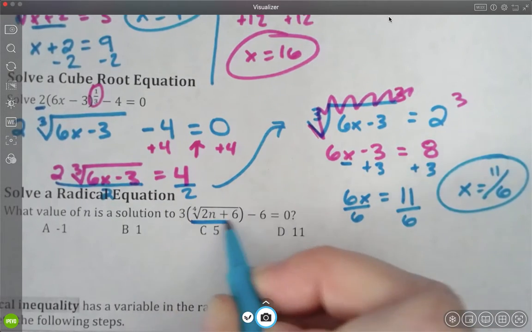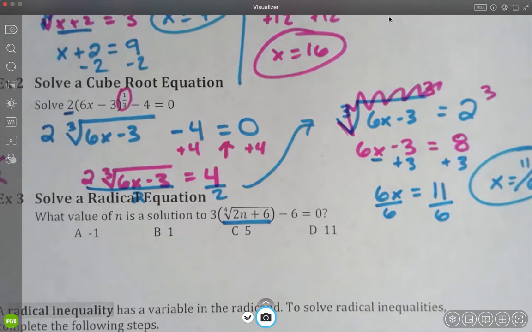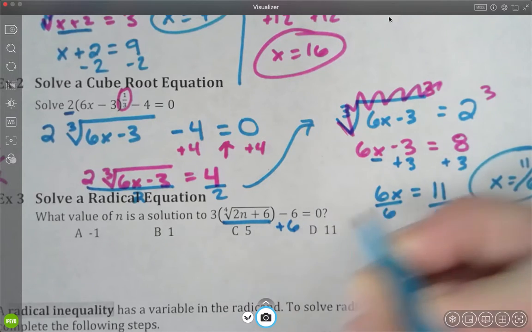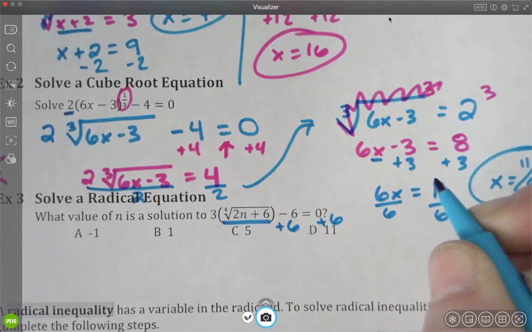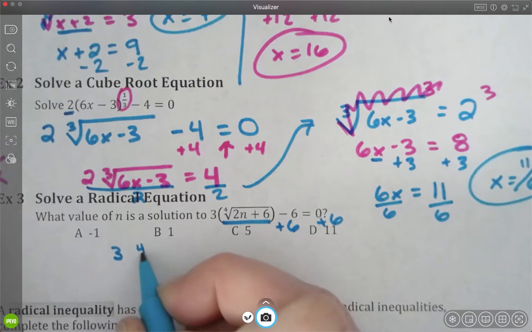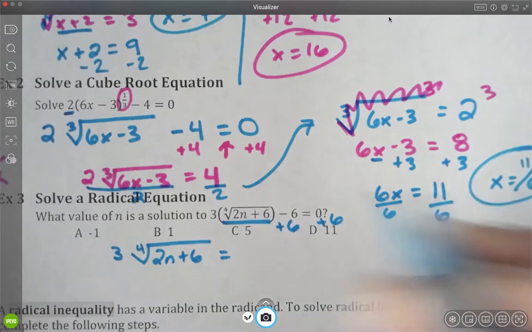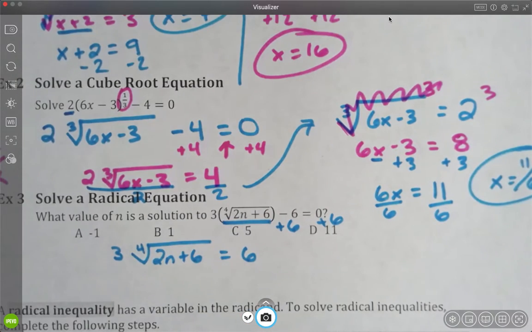This is a 4th root. Okay, what value of n is the solution? I don't know why they're giving us multiple choice, whatever. Okay, is the radical isolated? No. No, what do you need to do? Add 6 plus 6. Okay, so I will still have the 3 there. 4th root, 2n plus 6 equals 6 is on the other side now.